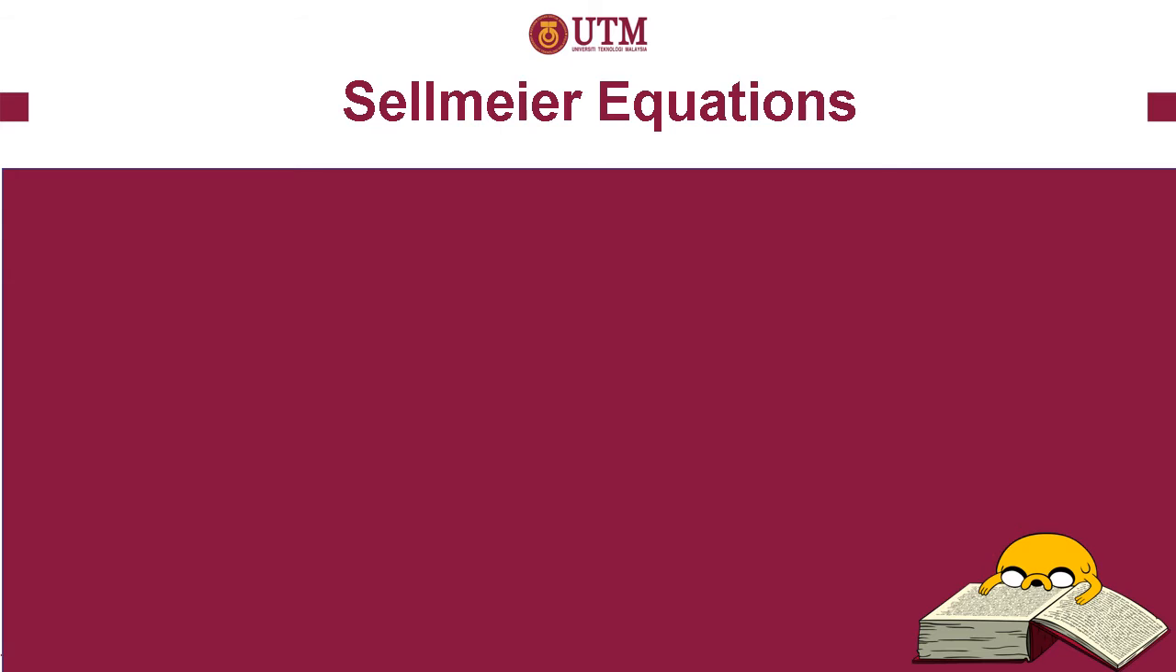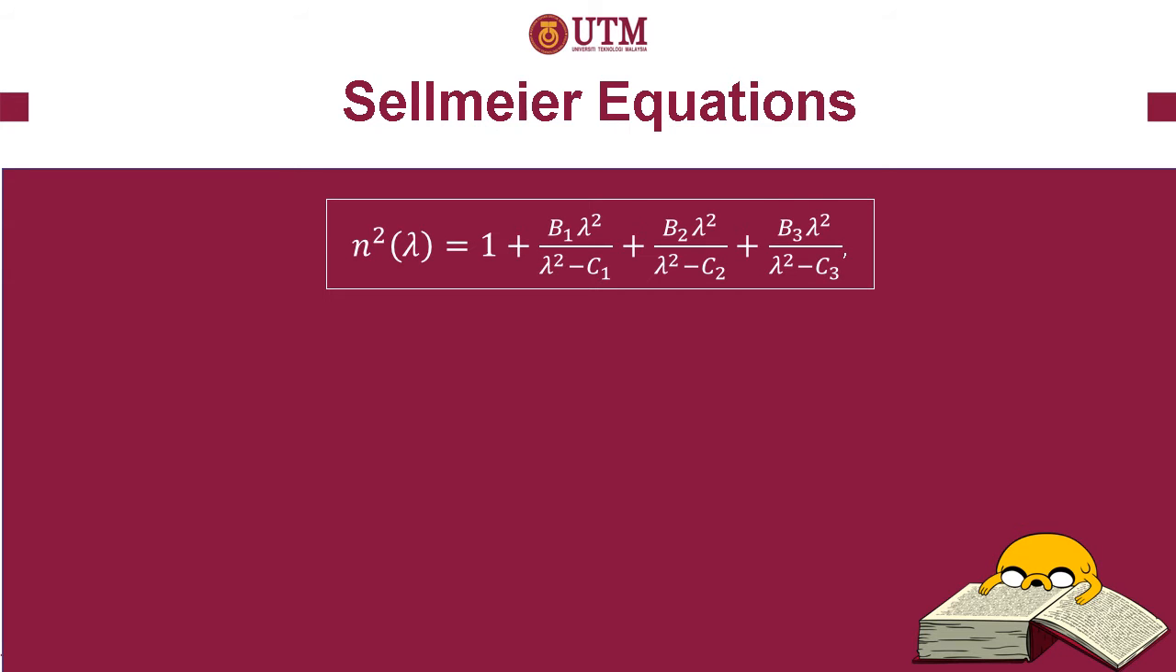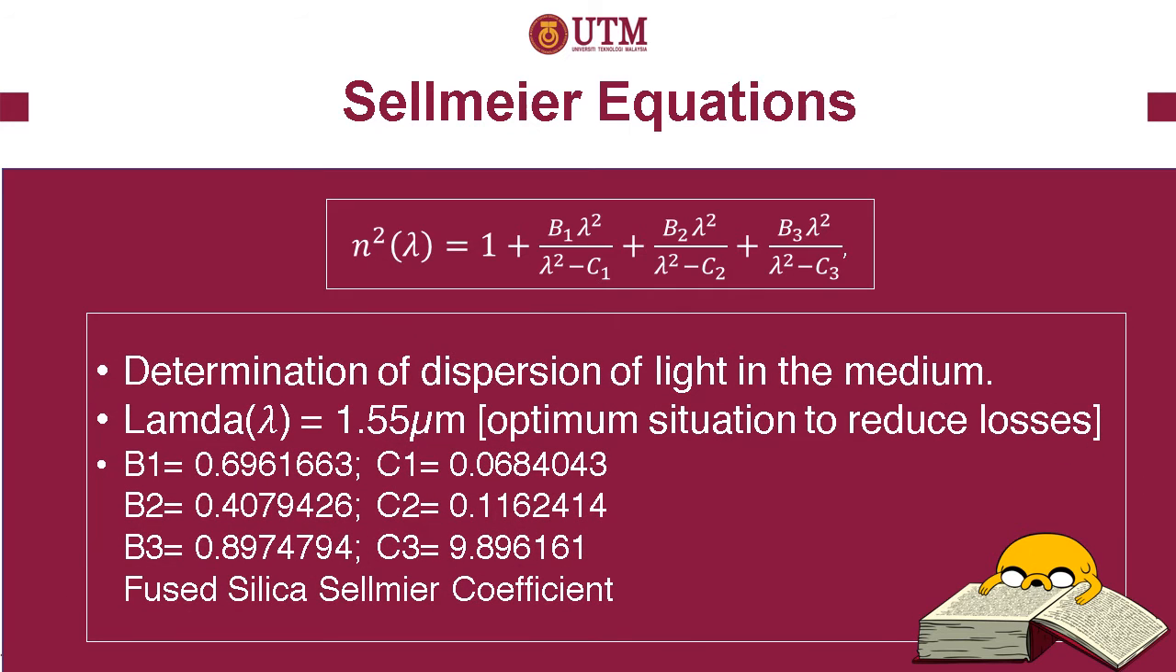And the Sellmeier equation here is the main component of our proposed method, because it is used to determine the dispersion of light in the medium, where our medium here is the adulterated fuel.